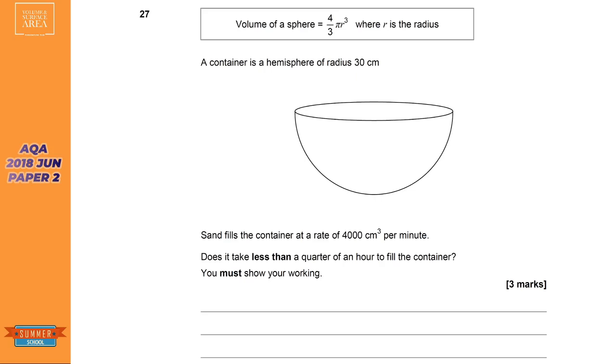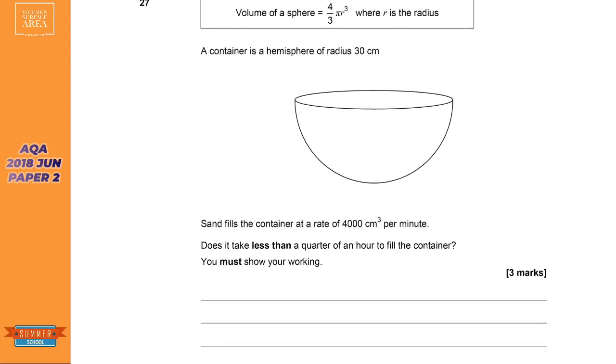Okay, as you can see from the question number, this next question from AQA is quite near the end of the exam, and it looks really complicated, but again, when you break these questions down, they're not as complicated as they look. So we're given a hemisphere. A hemisphere is basically half a sphere, and we're given the formula for the volume of just a sphere. So we're going to first of all work out the volume of this hemisphere.